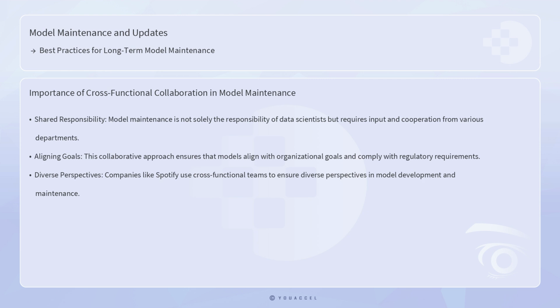Cross-functional collaboration plays a crucial role in the successful maintenance of models. Model maintenance is not solely the responsibility of data scientists, but requires input and cooperation from various departments, including IT, business, and legal teams. This collaborative approach ensures that models align with organizational goals, comply with regulatory requirements, and are technically sound. Companies like Spotify have adopted cross-functional teams to manage their recommendation systems, ensuring that diverse perspectives contribute to model development and maintenance.